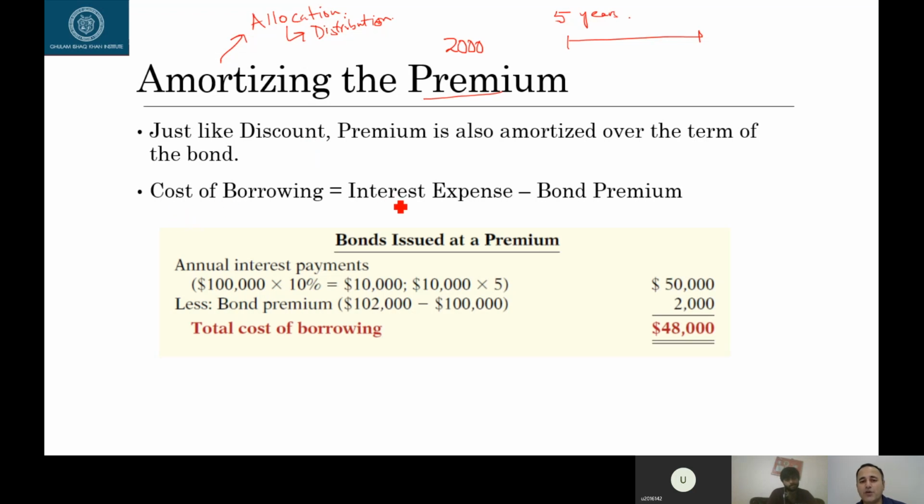So my cost of borrowing in this situation is the interest expense minus the bond premium. If you remember, I added the discount because the discount was like an expense, right? But this one is actually coming to my pocket. It means I have to take this money out of my interest expense. You do the same calculation, and your cost of borrowing in the case of a premium is $48,000.